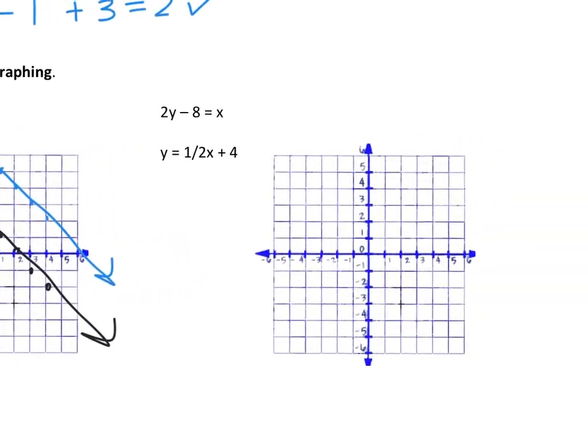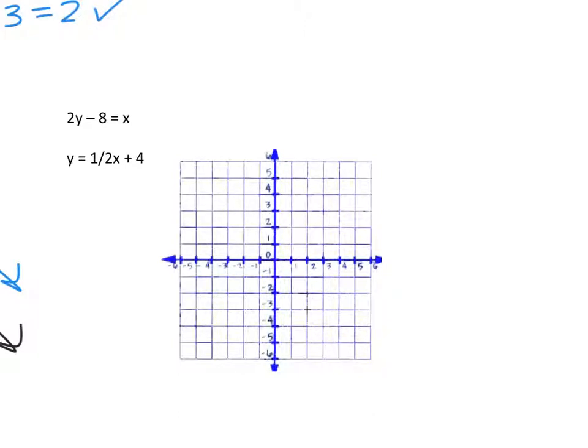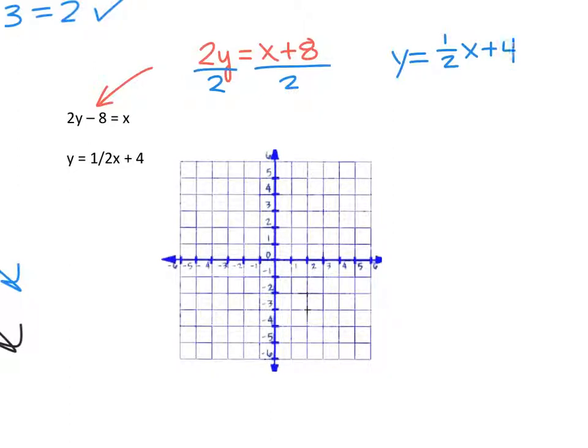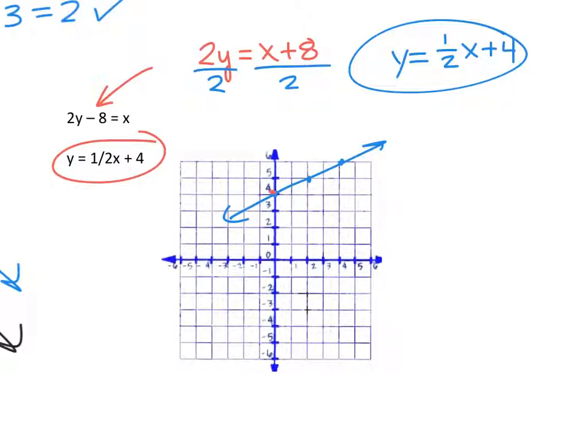For the second equation, I'm going to solve for y. I'm going to have 2y equals x plus 8, because I added 8 to both sides. Then divide both sides by 2, so it's going to be y equals 1/2 x plus 4. I'm going to graph this line, start at 4, go up 1, right 2, and connect. And then I'm going to graph the second line, which if I start at 4 and go up 1, right 2, it's the same line.